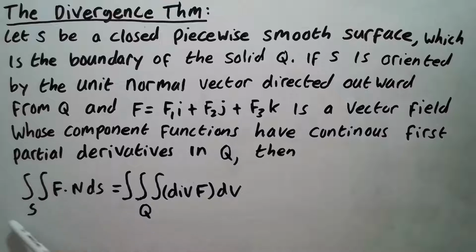Or another way of saying this is the flux of F through S. So it's fairly complicated here. We're going to look at a proof of a special case of this in a second. Let me just remind you what the divergence is. Let me write it here.